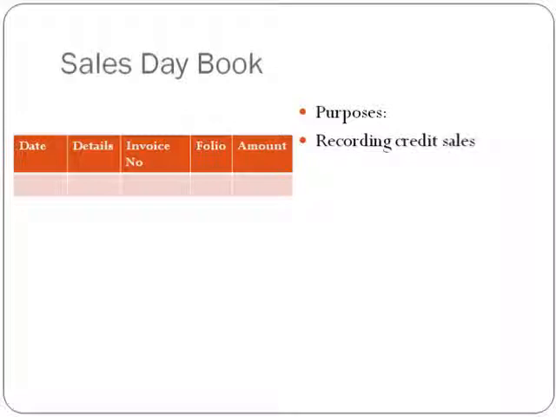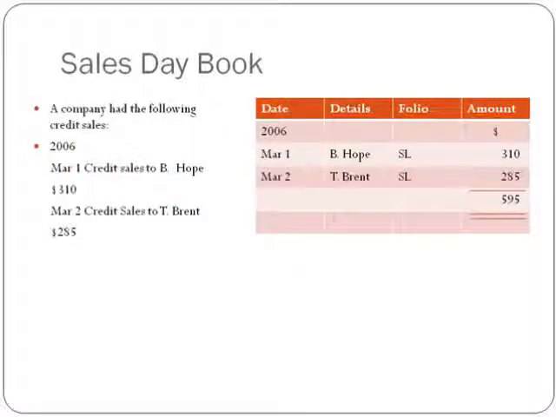Credit sales are those sales that are made by you, the supplier or the business owner, to your customers who don't have the money at the particular time to pay you, so they purchase these goods on credit. Whenever you do that, you will open up a sales day book and you will enter the date, the details itself, the person's name, the invoice number, the folio, and the amount. Let us move on.